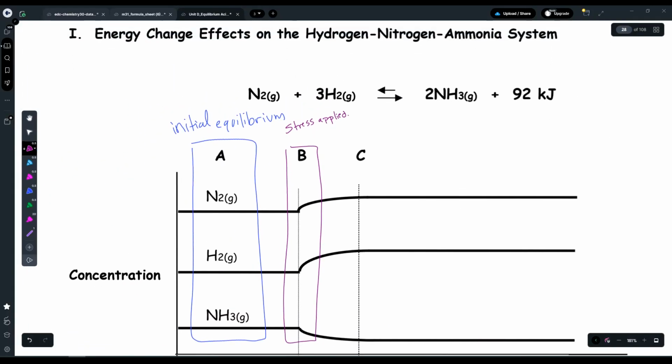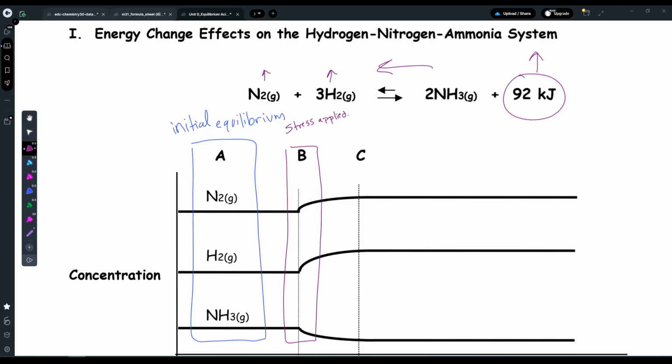Now, if we look here, we see that nitrogen has increased, so has hydrogen, and ammonia has decreased. But I'm just going to focus on nitrogen, just one side of the equilibrium, just to make it a little less confusing. So if nitrogen and hydrogen are being produced, that means the reverse reaction is being favored, and that can only happen if you increase the amount of energy. So right now, what we know is that the stress applied is that heat was added to the system.